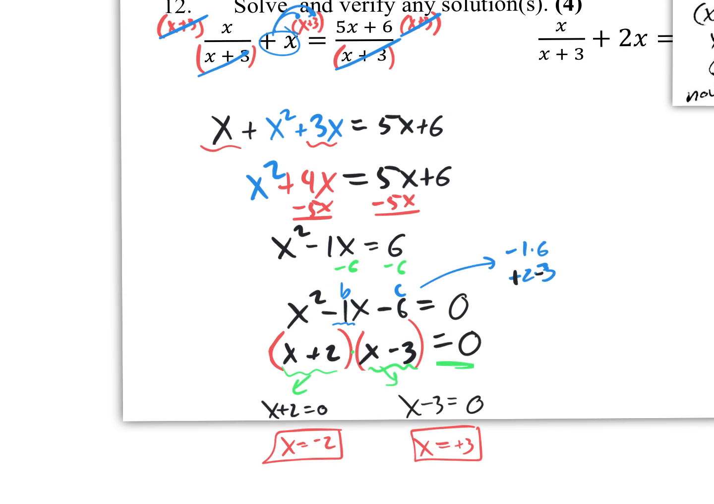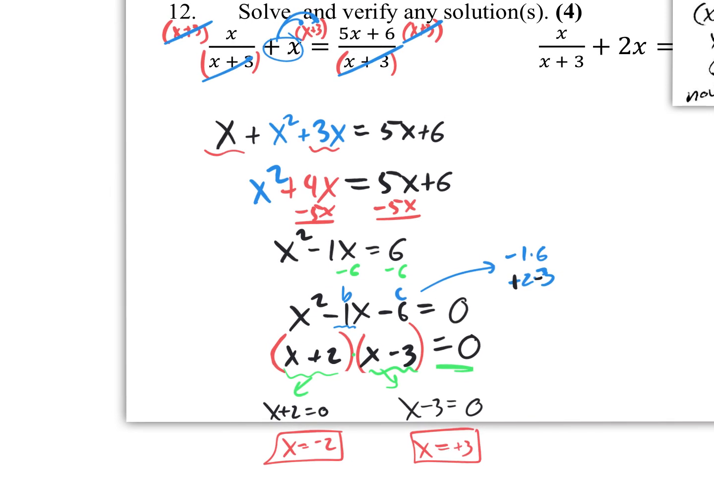Now, one more final thing to do, especially because it says right here in the instructions, solve and verify any solutions. So we need to double check and make sure that we don't end up with a 0 in the denominator. If you plug in that -2, you don't end up with 0 in the denominator. Plug in that 3, you don't end up with 0 in the denominator. So these answers are good to go.